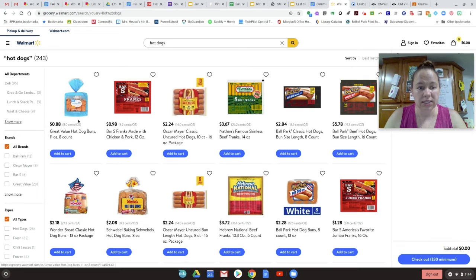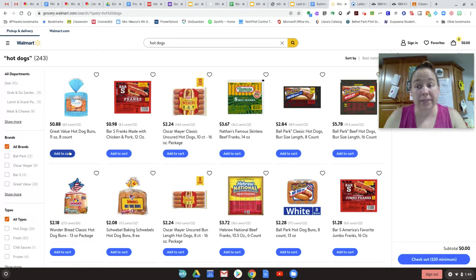Oh, look, I've got hot dog buns and Bar S Franks. I personally like Nathan's hot dogs. In Ohio, we have hot dogs that are called Smith's hot dogs, but they don't sell them down here, but they're really good.